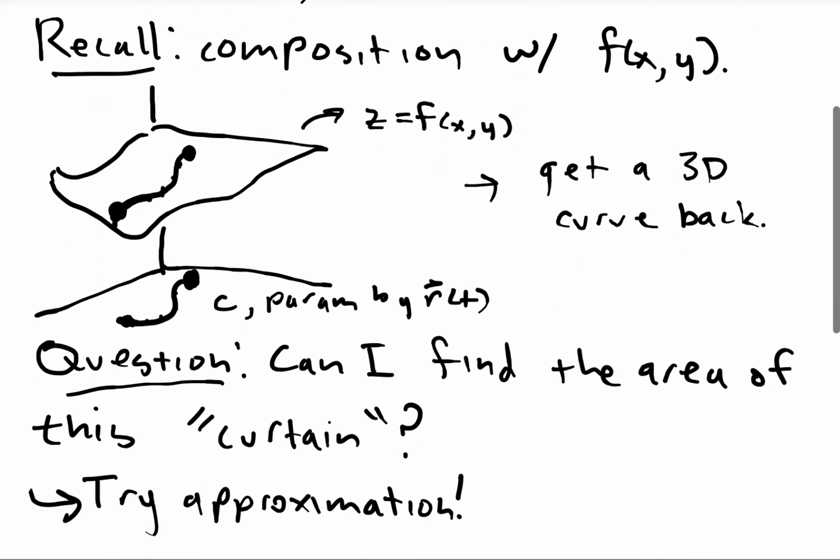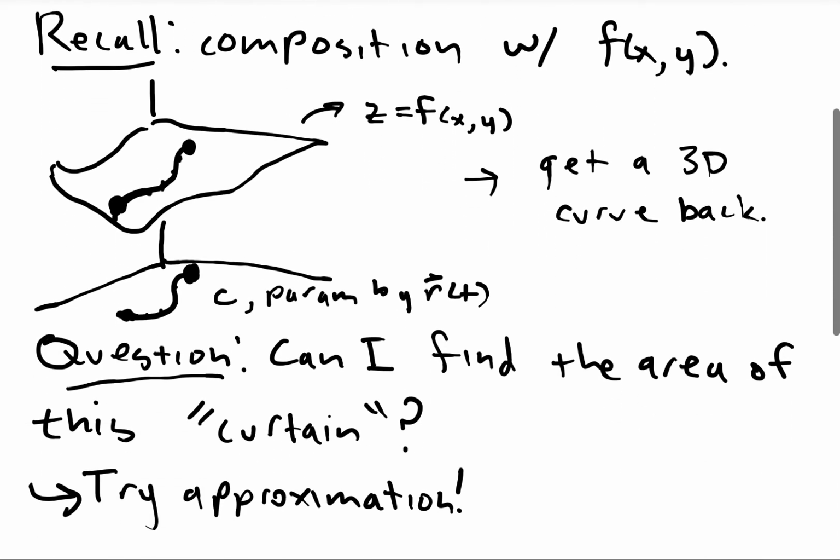The question I want to ask here is, can I find the area of the curtain? What curtain? Well, I'm going to have you imagine if I just drop a path straight down from this three-dimensional curve to the one that's right below it, you see that I get this sort of wavy looking curtain shape right here. I'm going to ask if we can figure out the area of that thing.